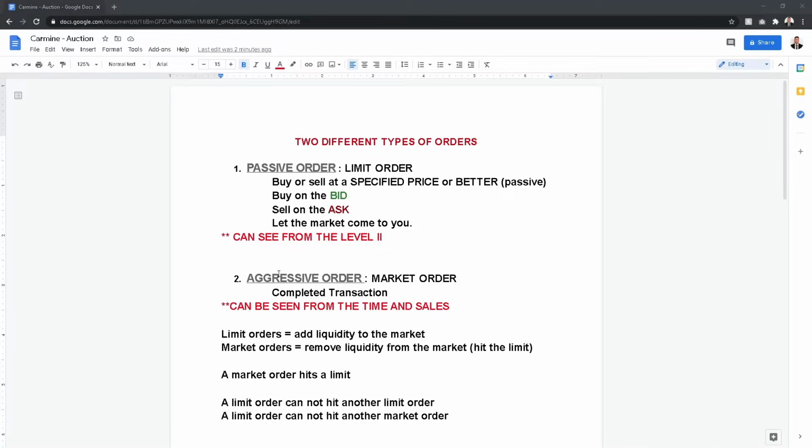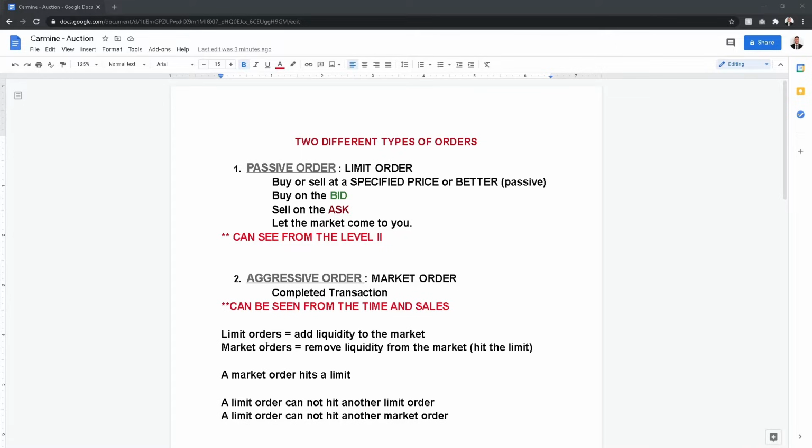So limit orders are adding liquidity to the market because we're obviously fishing. We're putting our order on the market, and as soon as we put that order on the market, you're going to see it on the level 2. Market orders remove liquidity from the market because if you're an aggressive participant, you are market ordering in and you're looking to buy from somebody that's selling on the ask, or you're looking to sell a market order to someone who's looking to buy on the bid.